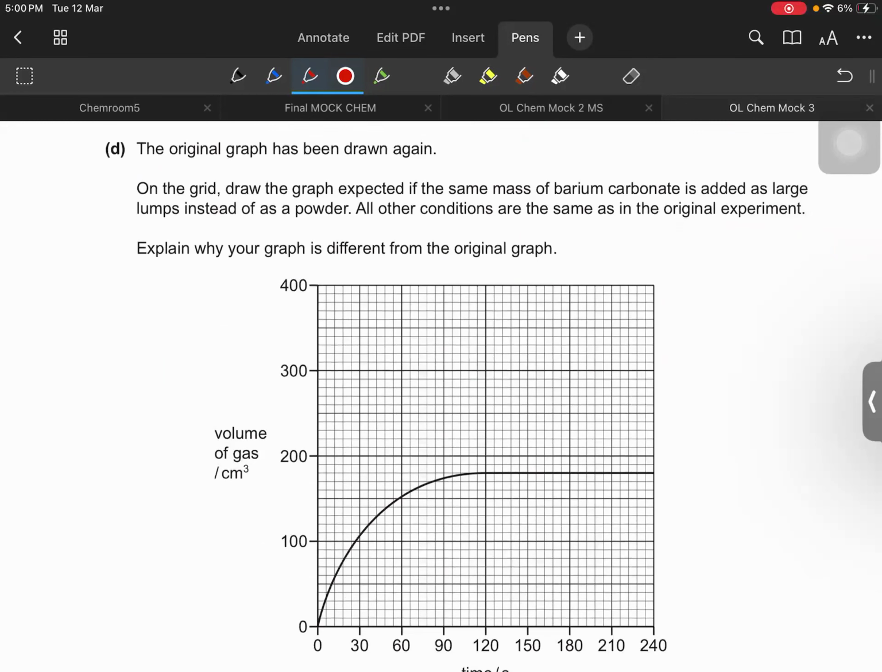The original graph has been redrawn. On the grid, draw the graph expected if the same mass of barium carbonate is added as large lumps instead of powder. All other conditions the same. The rate of reaction will become slower, so the downward slope will be less steep. I'm going to draw two options and you're going to tell me which one is right.